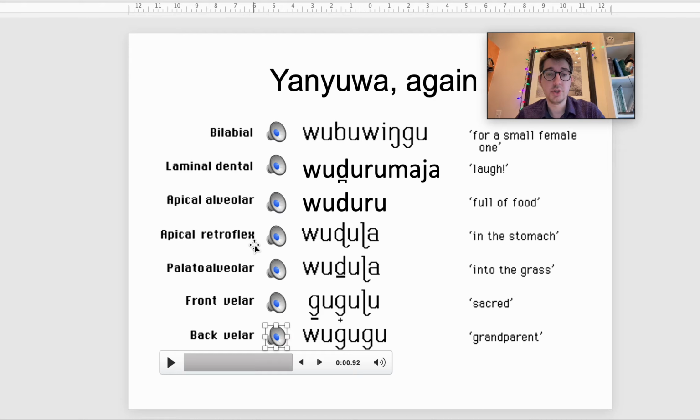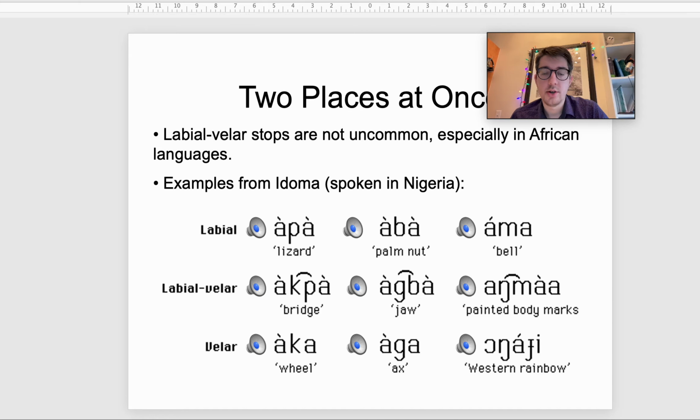So yeah, velars, alveolars, retroflex, dentals, bilabials, all of those are there. In all sorts of coronals, such as dental, alveolar, retroflex, and the dorsal, such as velar, and labials, such as bilabials, right? In Yanua. So you can sing along when you're producing these. I don't want to say finally, but we have two more places to go to. These are the sounds that are produced with two places at once.